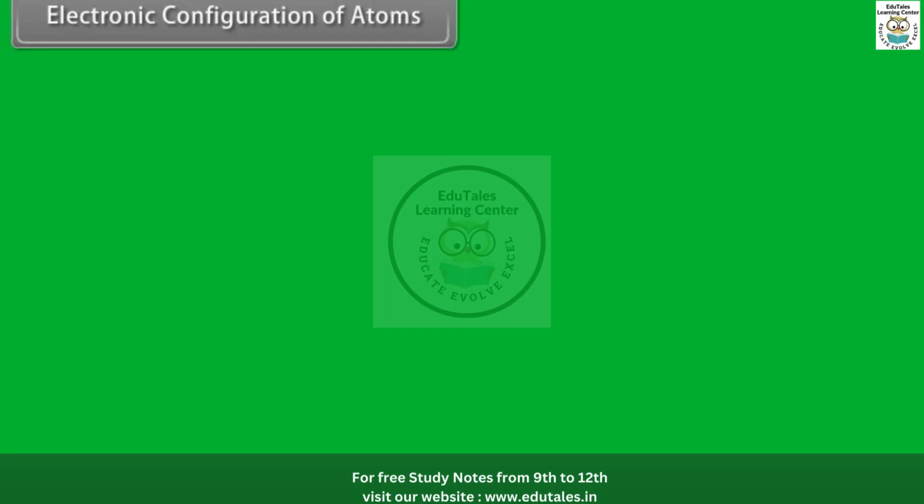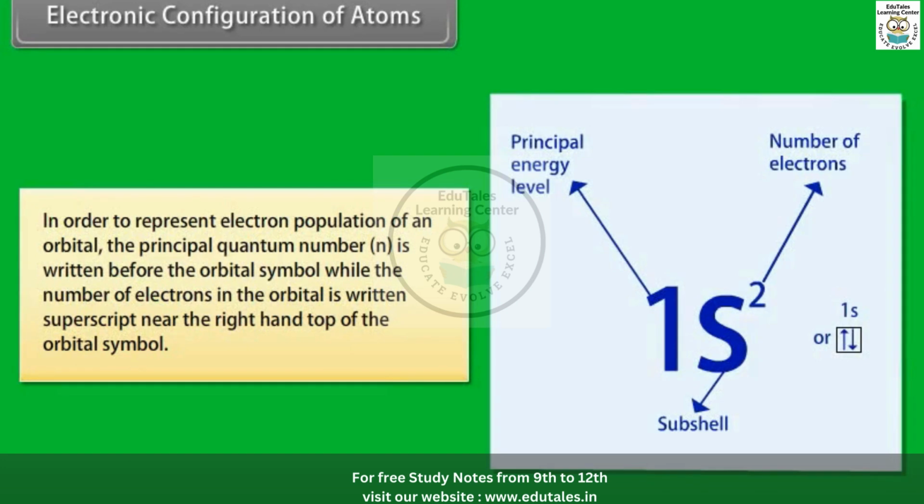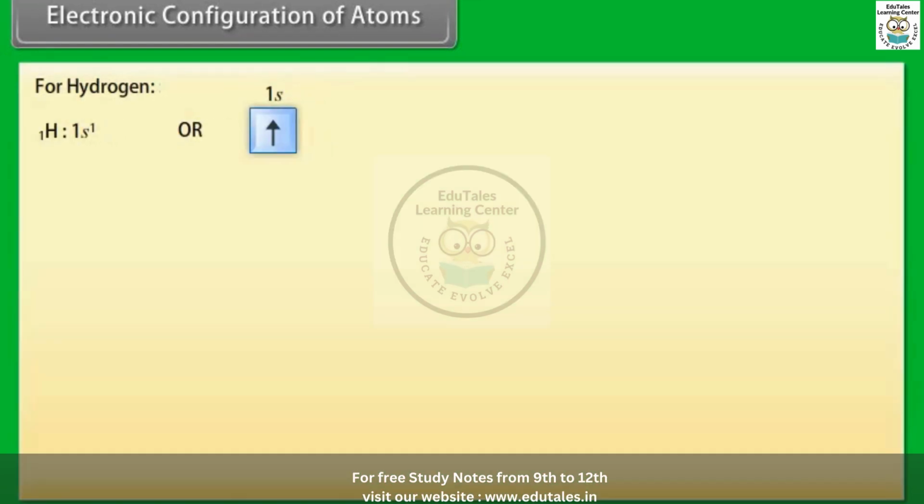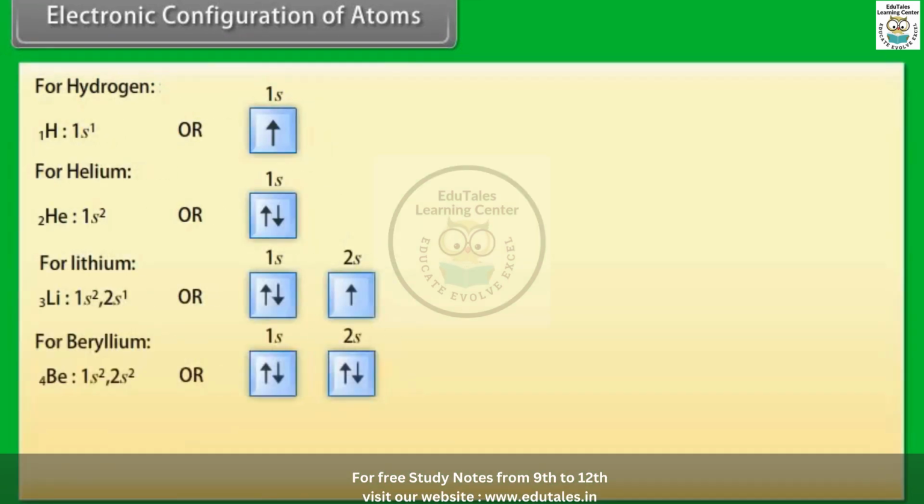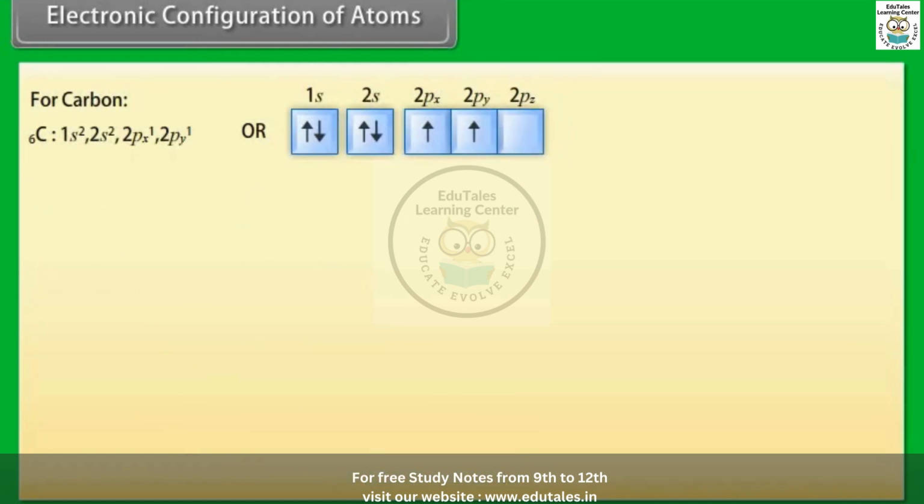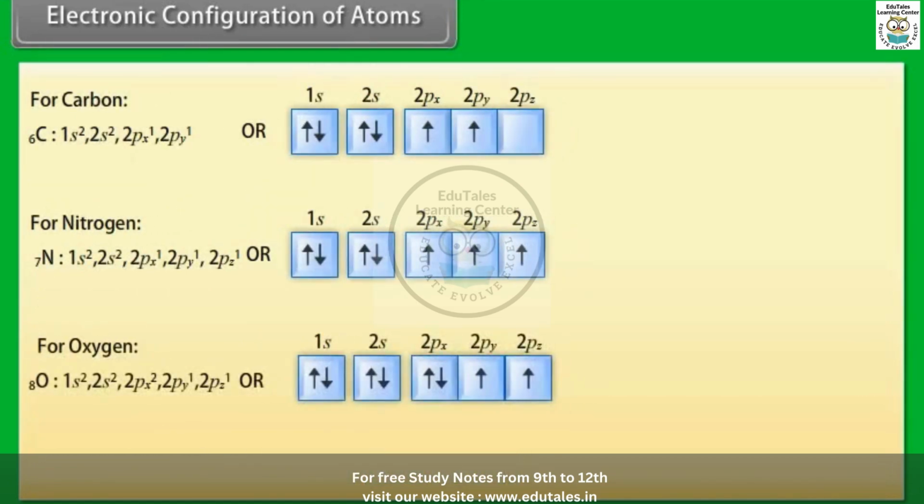Electronic configuration of atoms. In order to represent electron population of an orbital, the principal quantum number n is written before the orbital symbol, while the number of electrons in the orbital is written as a superscript near the right-hand top of the orbital symbol. If we have 2 electrons in the s orbital of first energy level, then it is written as 1s squared. For hydrogen, for helium, for lithium, for beryllium, for boron, for carbon, for nitrogen, for oxygen.